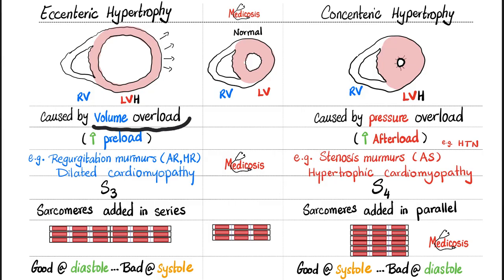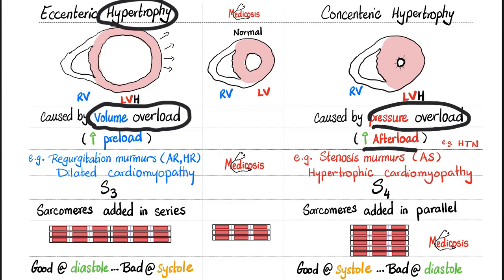When there is volume overload, the ventricle gets bigger. We call this eccentric hypertrophy. When there is pressure overload, the ventricle gets bigger. We call this concentric hypertrophy. And that's why in mitral stenosis we have right ventricular hypertrophy.